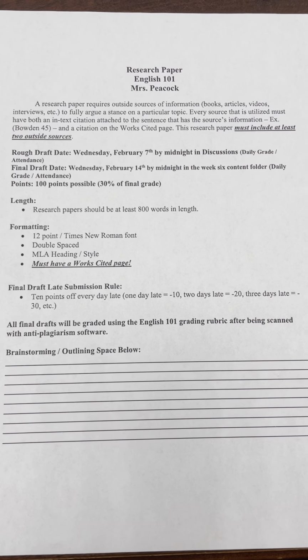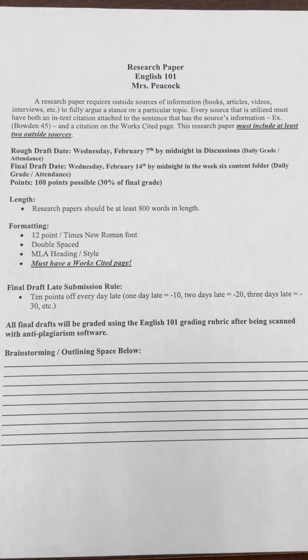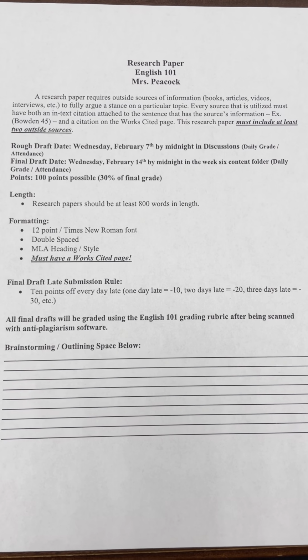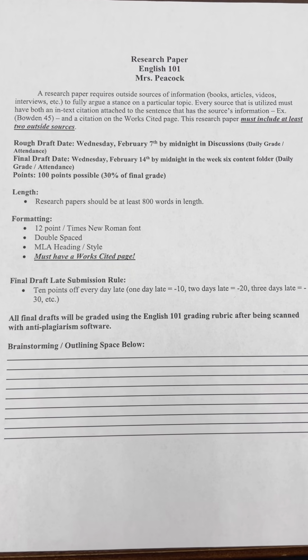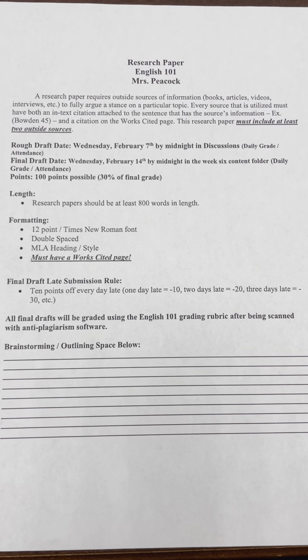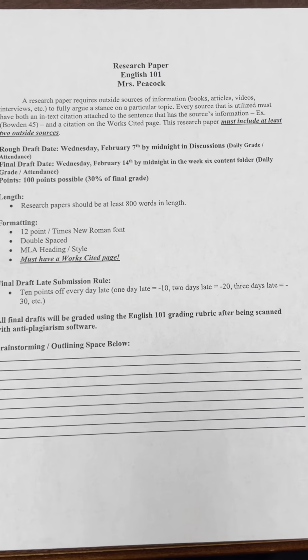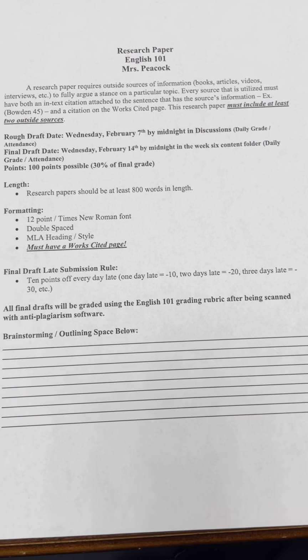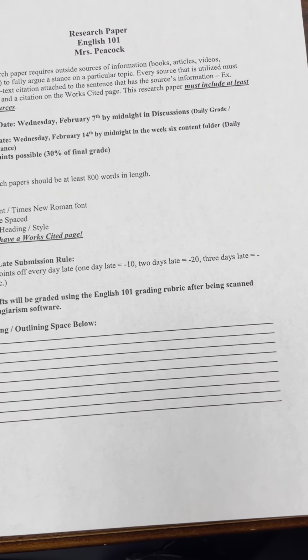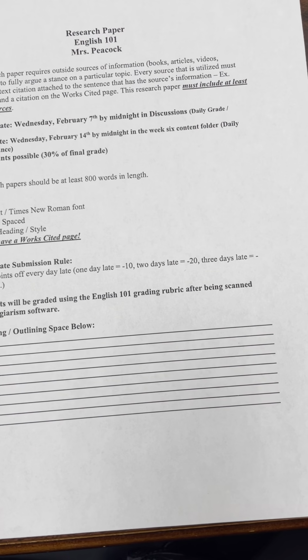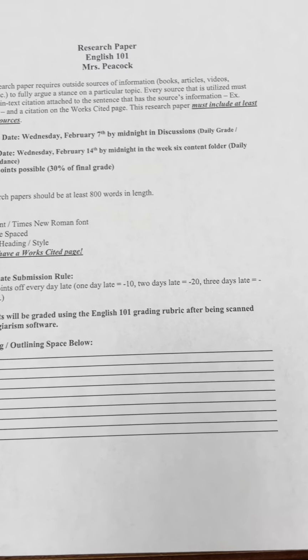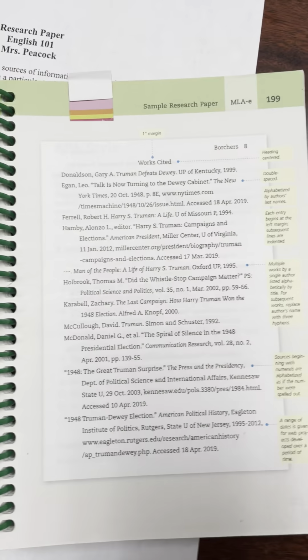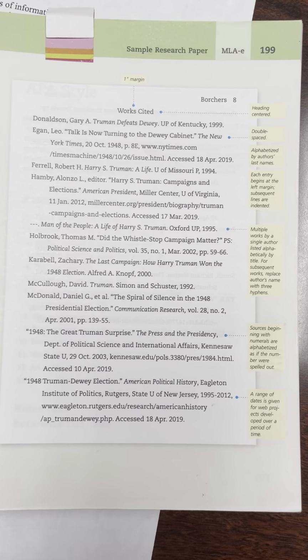For formatting, it's still 12-point Times New Roman font, double spaced with MLA heading and style, but the difference in this paper and that first paper is that it must have a works cited page with your citations listed, just like I pointed out earlier. That page 190, I believe it's 198. Let's see. Yes, page 199 actually. This is a good example to use for your works cited page.